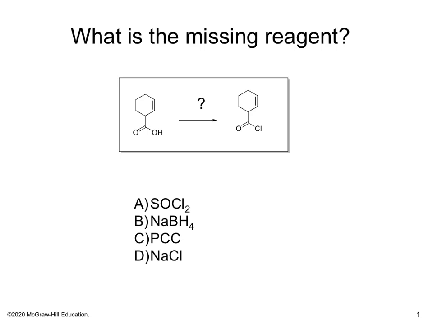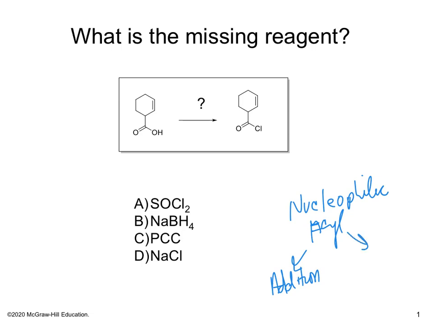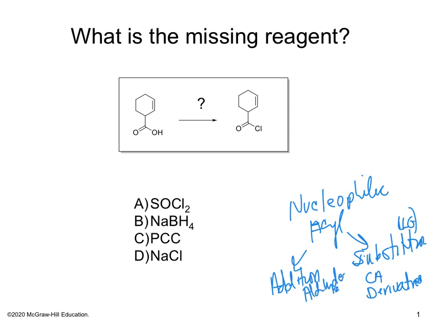Welcome to Chapter 18, and we will continue on with nucleophilic acyl, and one of these is addition. This is the mechanism versus substitution. Substitution is when you have carboxylic acid derivatives, so there's a leaving group. Addition is when you have aldehydes and ketones.